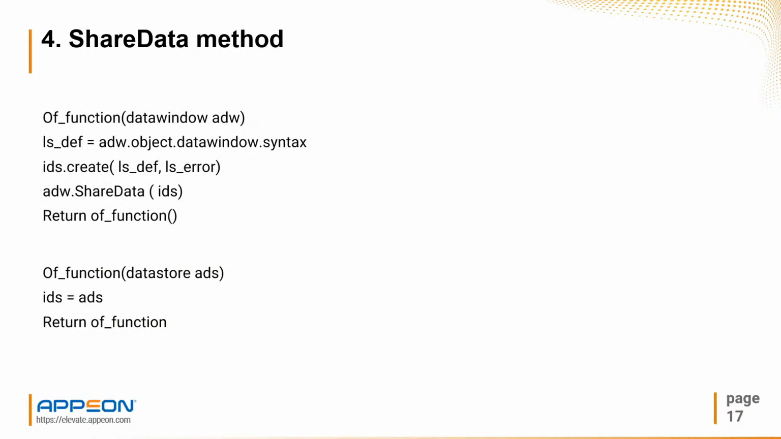So this is how the share data method actually looks. You'd send in the data window, grab the syntax, store it in a string, call the create function, call the share data, and then you would run your operations on the data store. So it's pretty straightforward and easy.